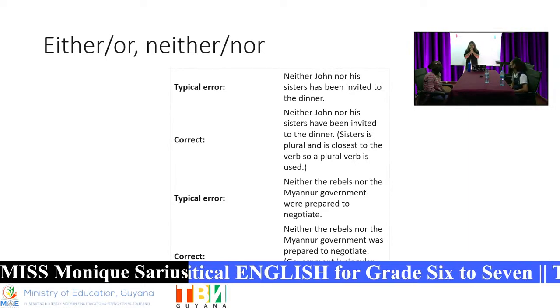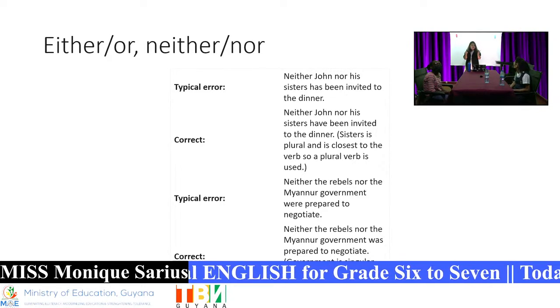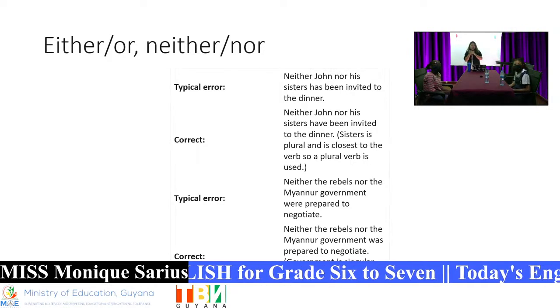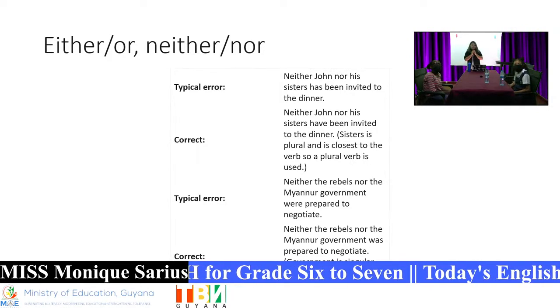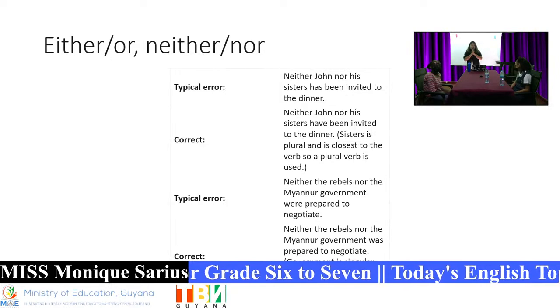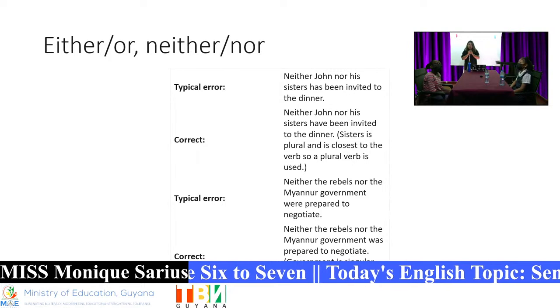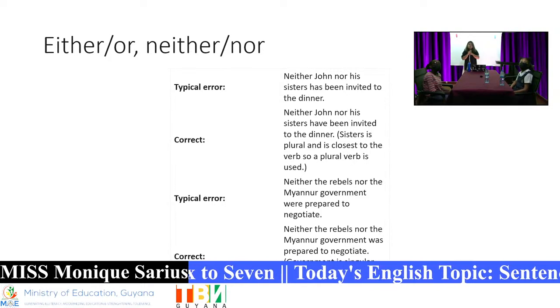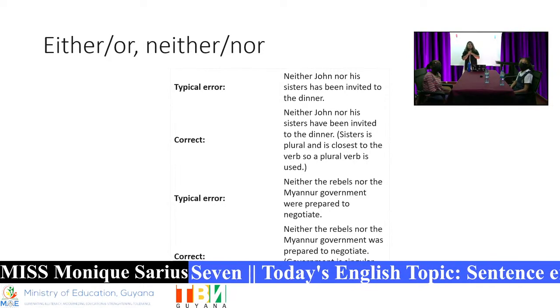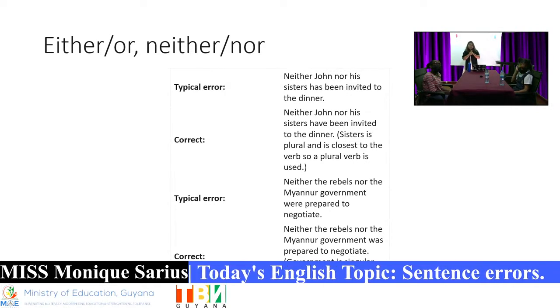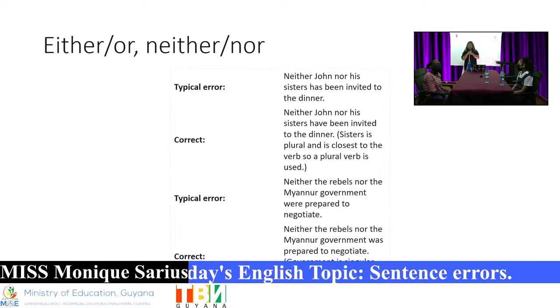More than one person. Good. Subject and verb agreement, right? So which word is the verb closest to, John or sisters? John. No. The verb is what? Let's identify the verb first. What's the verb in that sentence? Neither John nor his sisters has been invited to the dinner. What's the verb there? Has. Correct.